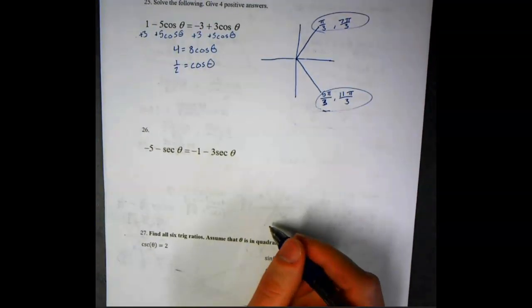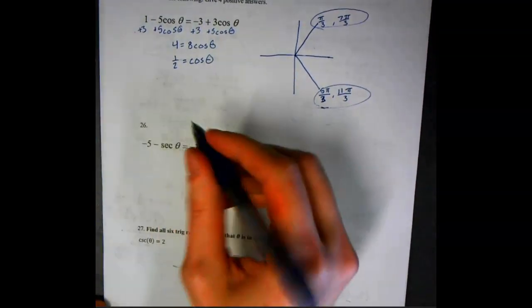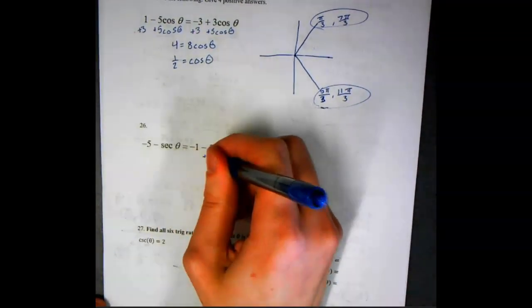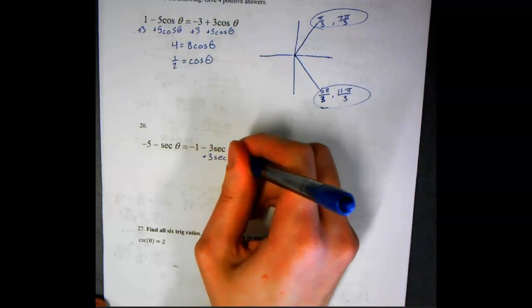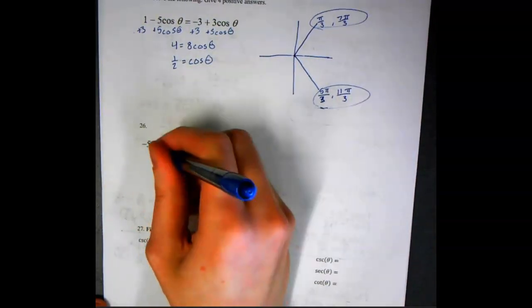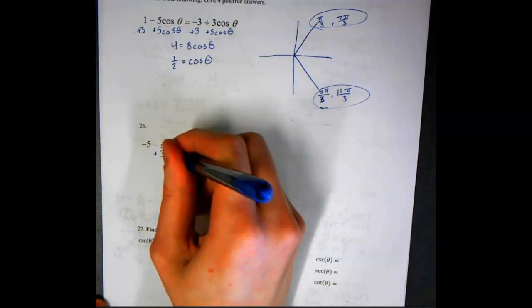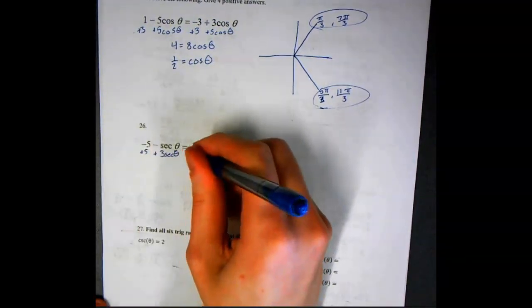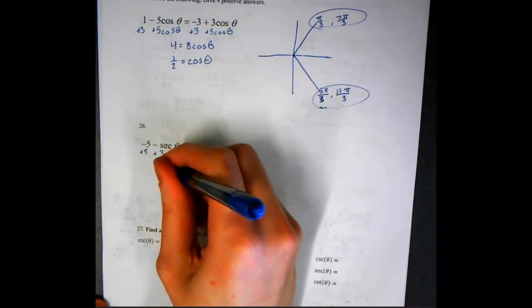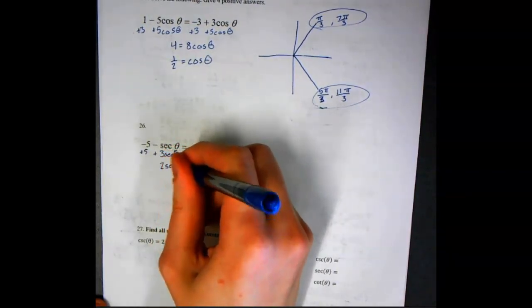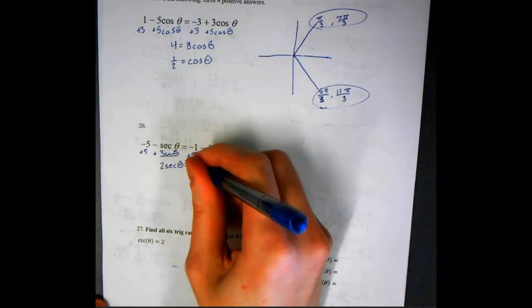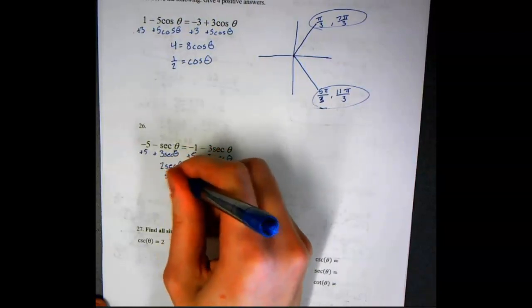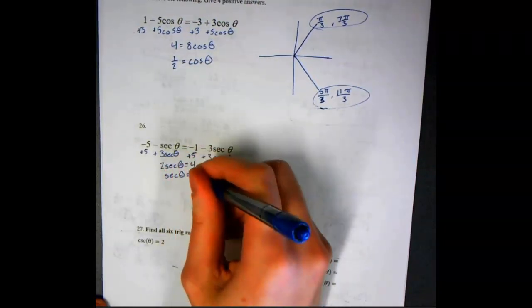For problem 26, it's going to start out very similarly. We need to get the secants all to one side. And we'll add the 5 to the other. So secant theta is going to equal 2.